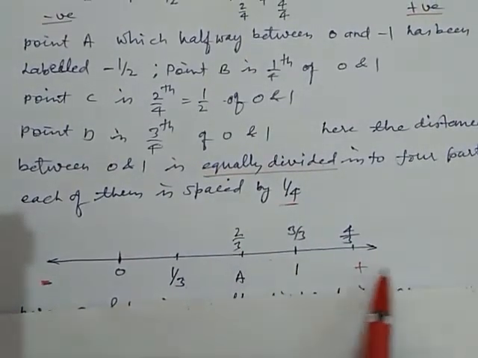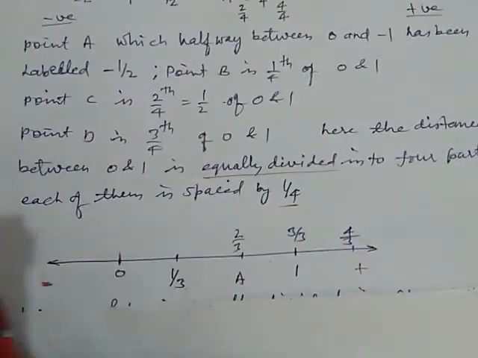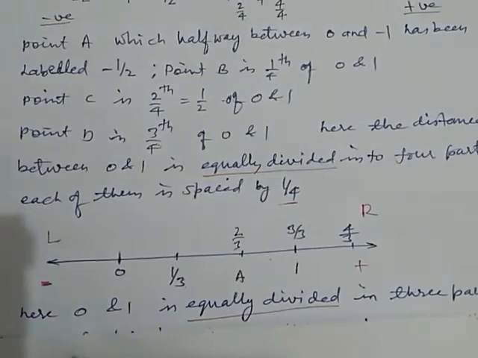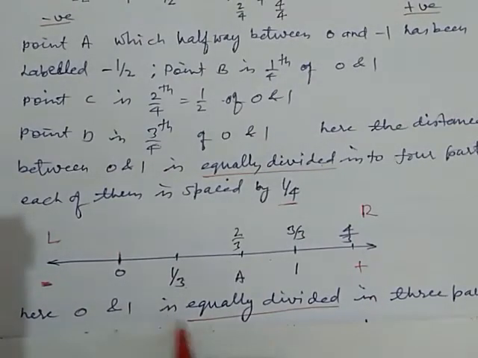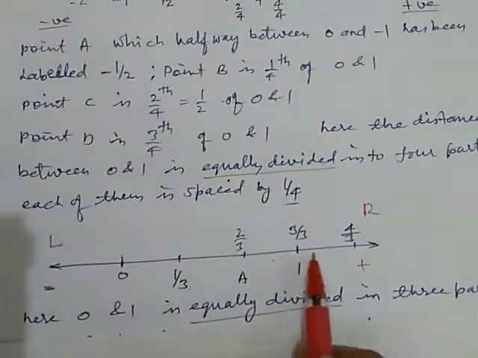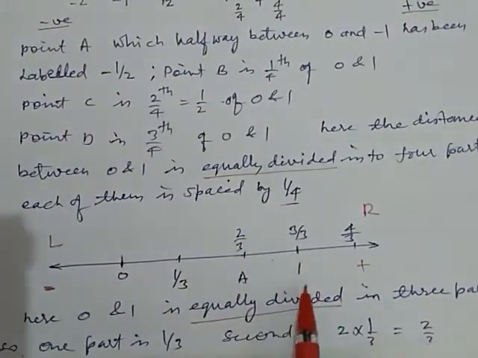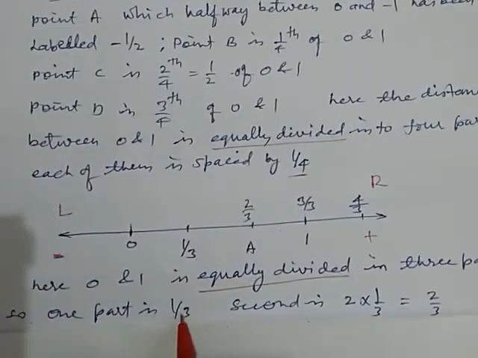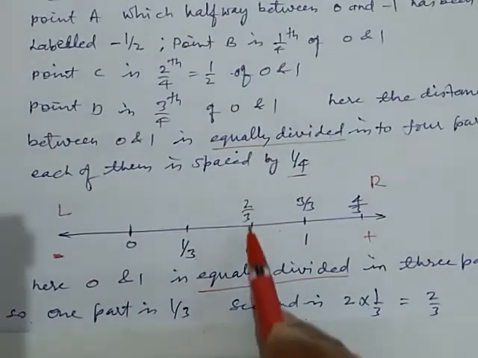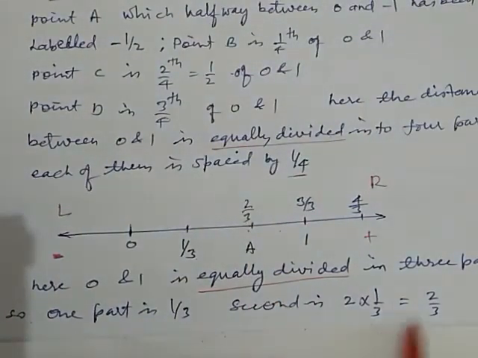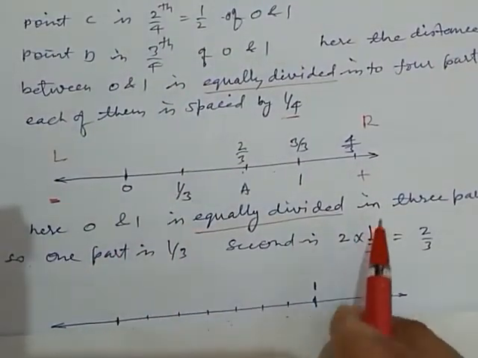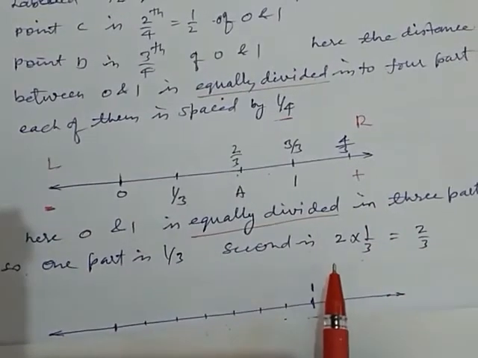Positive fractions toward the right side, negative fractions toward the left side. This is left side, this is right side. Okay. Here 0 and 1 is equally divided into 3 parts. So one part is 1/3. Second is 2/3, that is 2 into 1 by 3. That is 2/3. Okay, like that. So this way we represent the fractions on the number line. Okay.